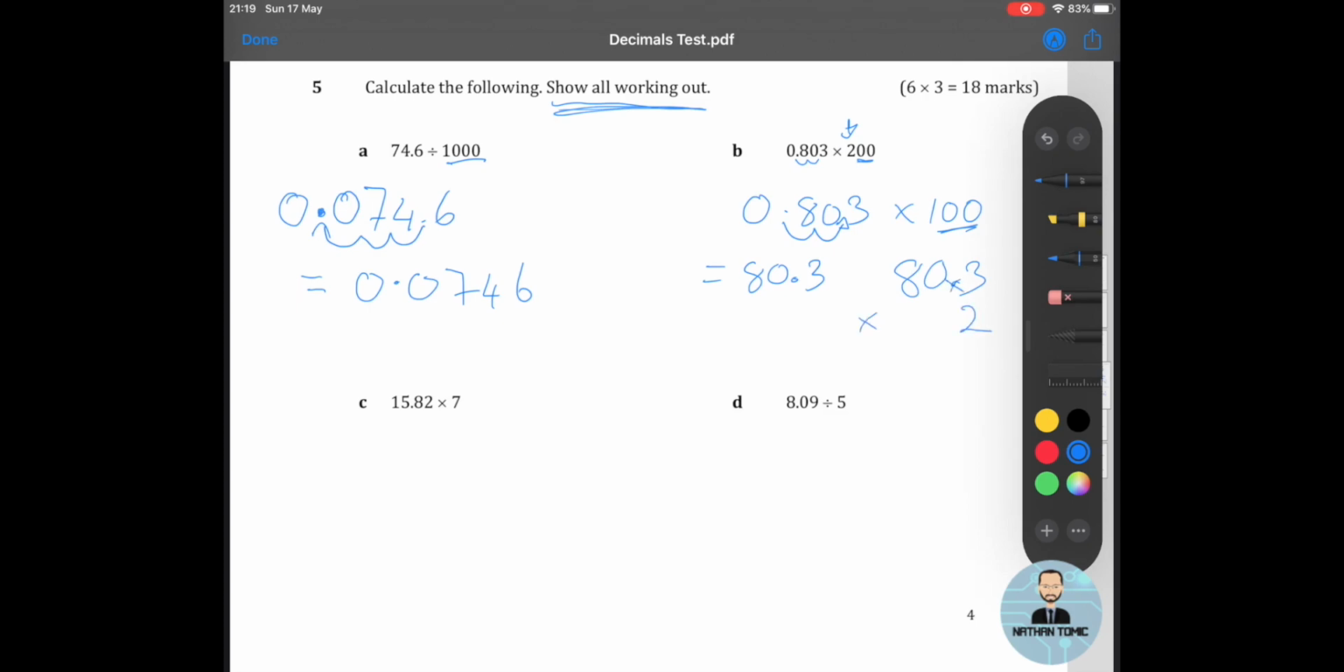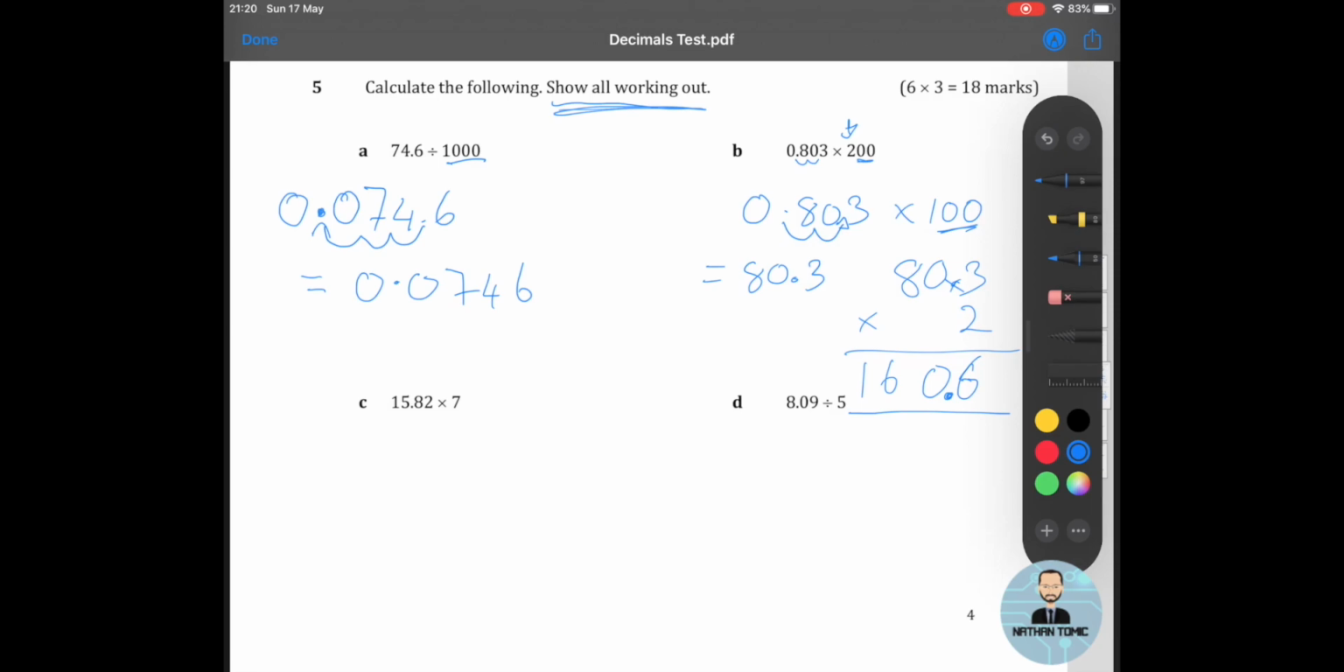Again, we're technically ignoring this decimal point for a minute, just doing a straight multiplication. So 2 times 3 is 6, 2 times 0 is 0, 2 times 8 is 16. Okay, and then we have to put in the decimal point. So we only had one decimal place, so we put one decimal place here, and our final answer would be 160.6.